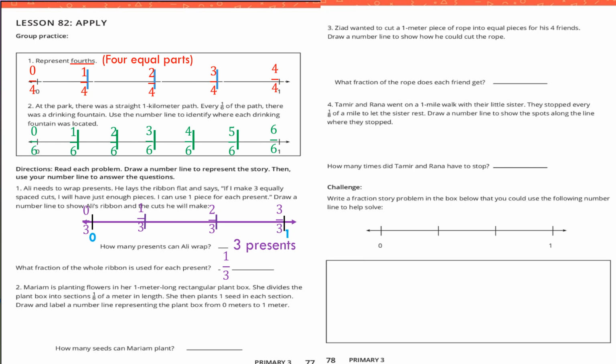Okay, here she divides the plant box into sections. The fraction here is 1/8. 8 as a denominator. It means how many equal parts? Yes, it means 8 equal parts. So here we have how many sections? How many parts? 8. So we have here 8 sections.